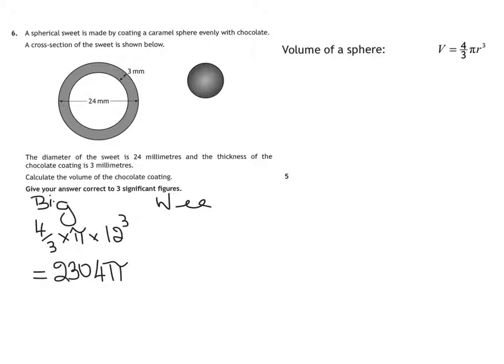Now I'm going to calculate the volume of the wee one. Okay, let's have a look at this. I want the radius of the inside one. How am I going to get it? I know that's 3 and that's 3. So if we take 6 away from 24, getting us 18, that would be the diameter of the inside. Don't want the diameter, I want the radius, so I need to half the 18 to get 9.